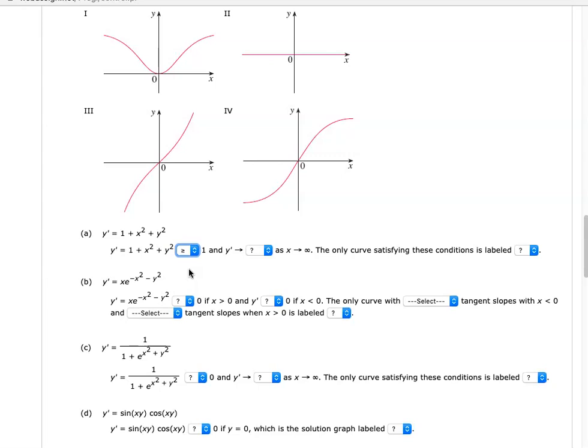Okay. All right. So this means since y prime is always greater than or equal to 1, if you plug in really big numbers for x, what does y prime approach? Infinity. All right. The only curve satisfying these conditions, where the slope is always greater than or equal to 1 and approaches infinity as x approaches infinity, is which graph? For mine it's 3. I don't know if yours are the same or not, but for mine it's 3.